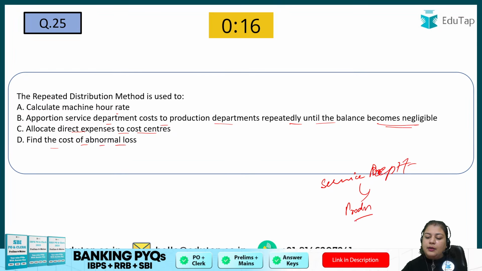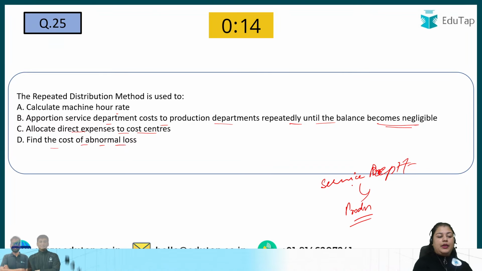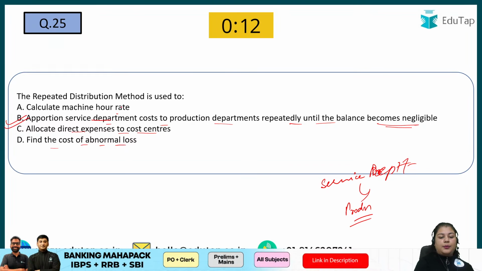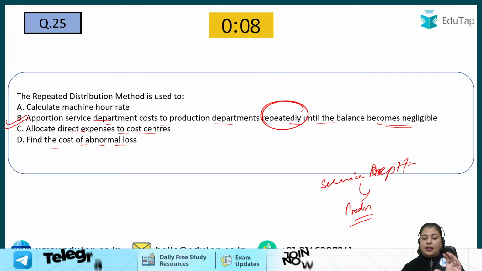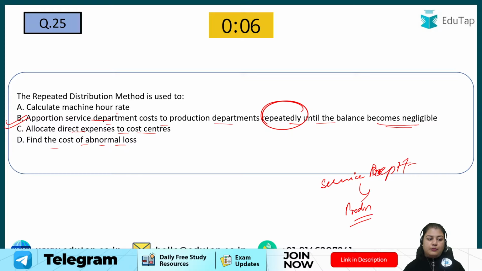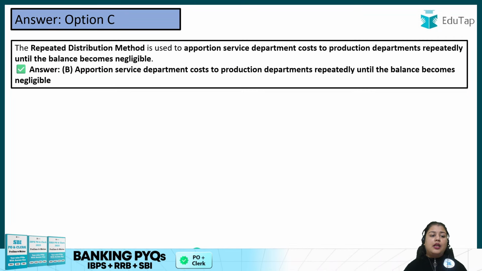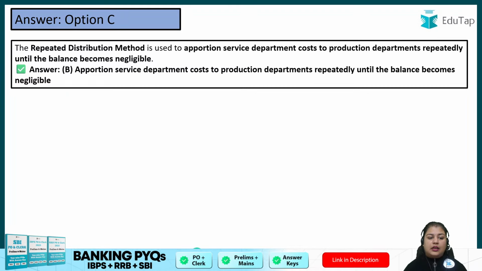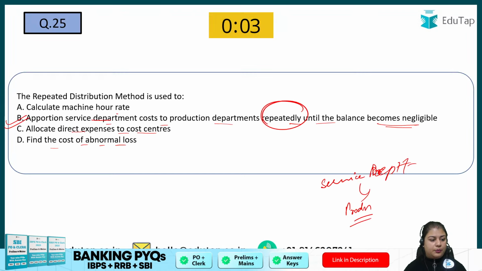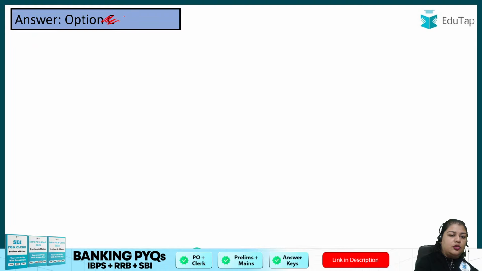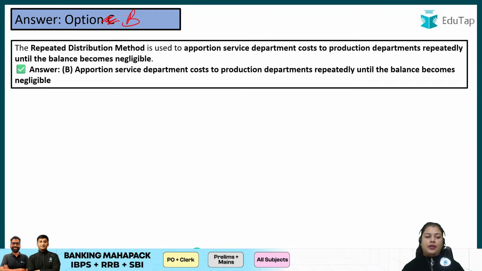So this is basically a method to do it. So this is apportioning the service department to the production department repeatedly till the service department cost becomes zero. So yes, the option C is the correct answer. Sorry, here option B, I have written it wrong here, it should be B. So the option B is the correct answer.